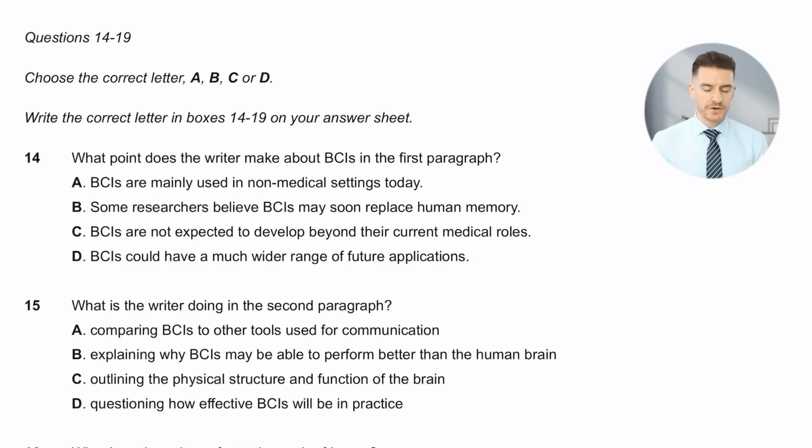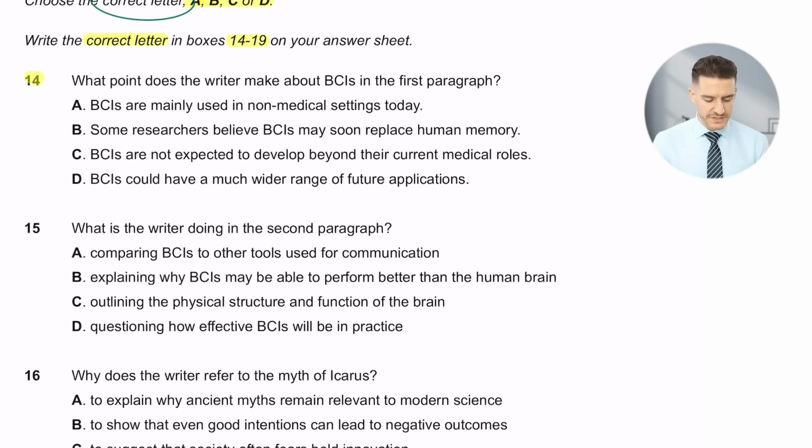As you can see, the first set of questions will be multiple choice. Questions 14 to 19. Choose the correct letter, A, B, C, or D. Okay, pretty simple. Now, something to note here is that it says correct letter, okay? So you only need to choose one letter. Write the correct letter in boxes 14 to 19 on your answer sheet. So let's have a look at the first question. 14. What point does the writer make about BCIs in the first paragraph?